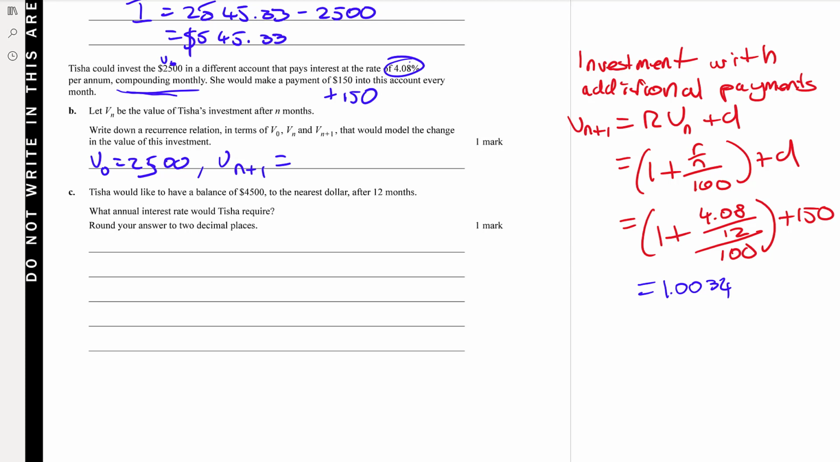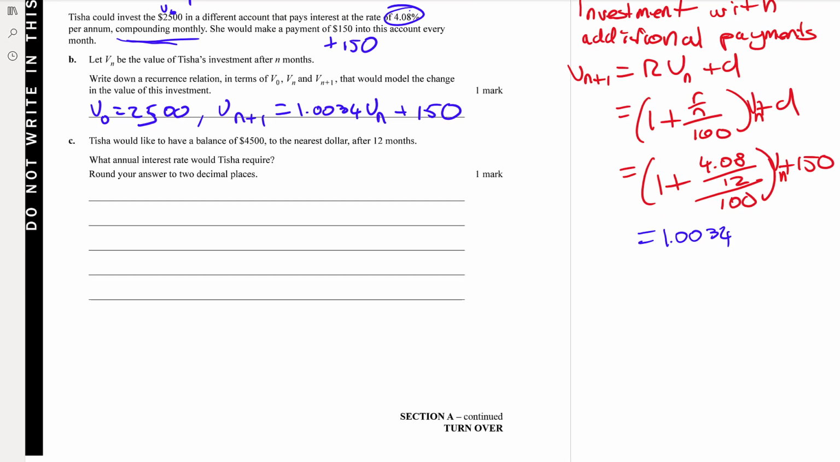So you might have noticed my mistake there, VN. That was a bit of an error on my part. Okay, so that's what we put in. We're going to put 1.0034 VN plus 150. That's your recurrence relation.